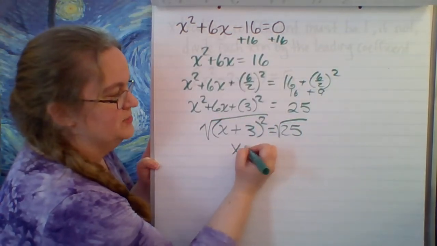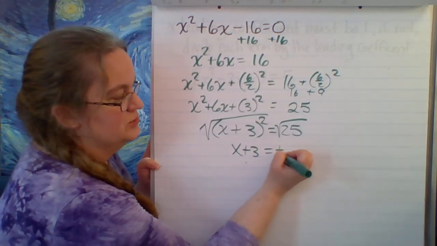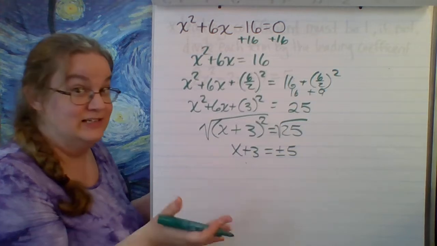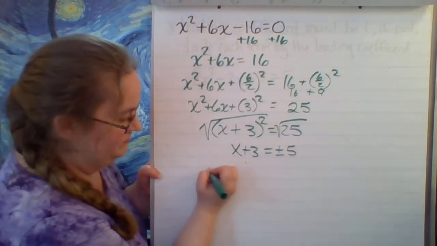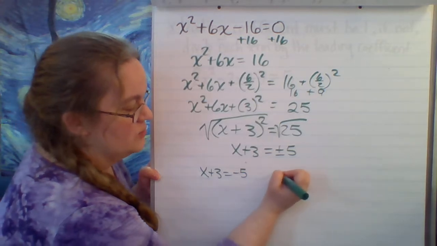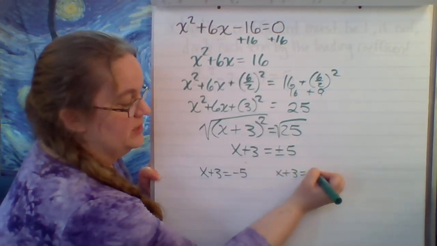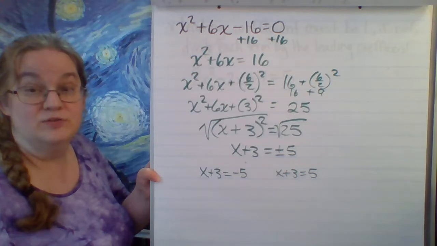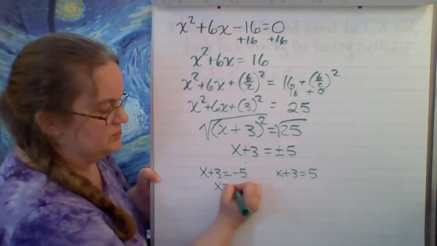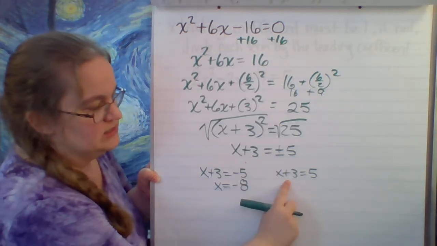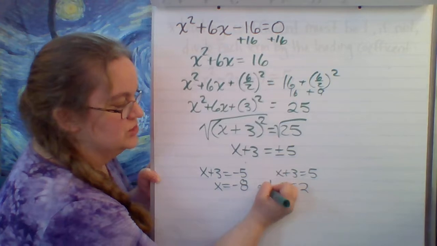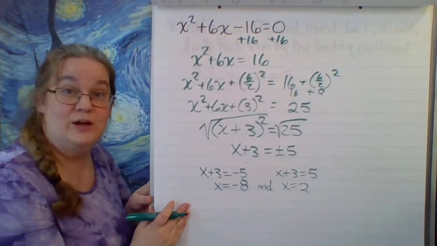So I've got x plus 3 is going to be equal to plus or minus 5. I actually have nice, easy to use numbers this time. So remember, x plus 3 could equal negative 5, or x plus 3 could equal positive 5. I'm going to solve for both situations. When I subtract 3, I get x equals negative 8. And when I subtract 3 here, I get x equals 2. So my roots, my solutions are negative 8 and 2 for that one.